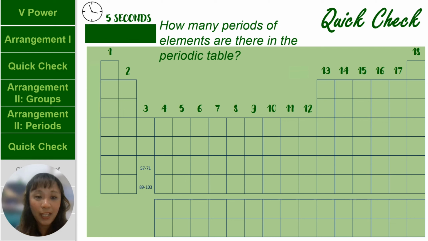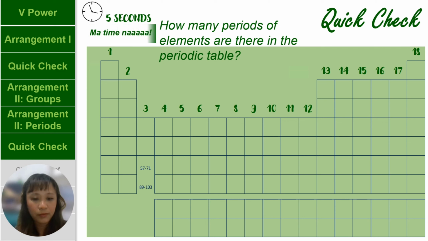For 5 seconds, tell me how many periods of elements are there in the periodic table. Timer starts now. Let's see. Of course, there are 7. And don't forget that the lanthanide series goes with period 6, and the actinide series over here goes with period 7.